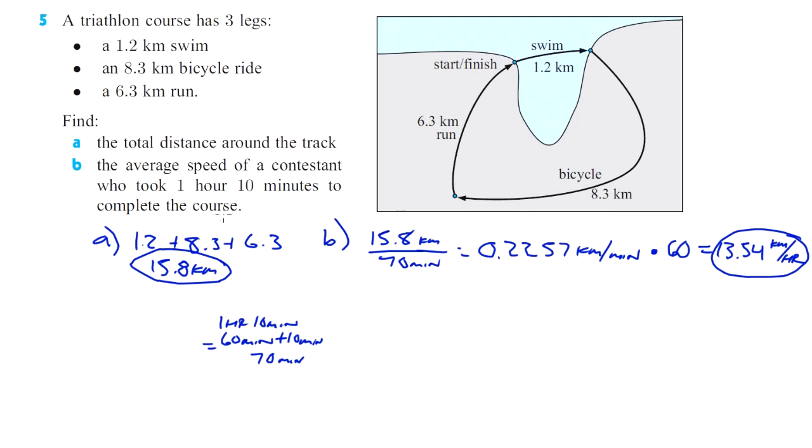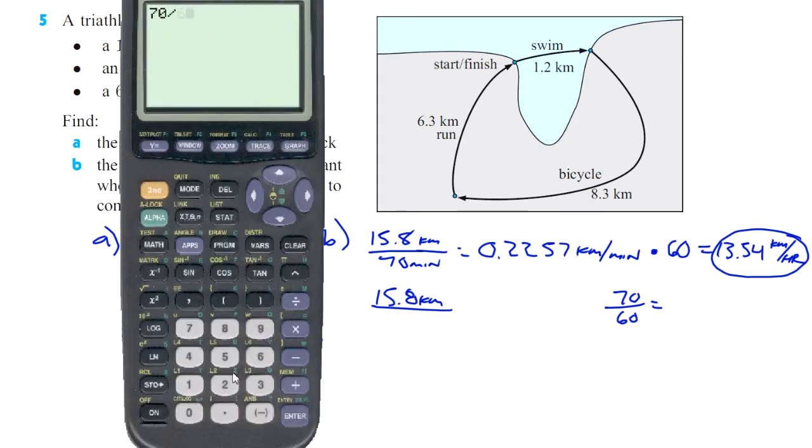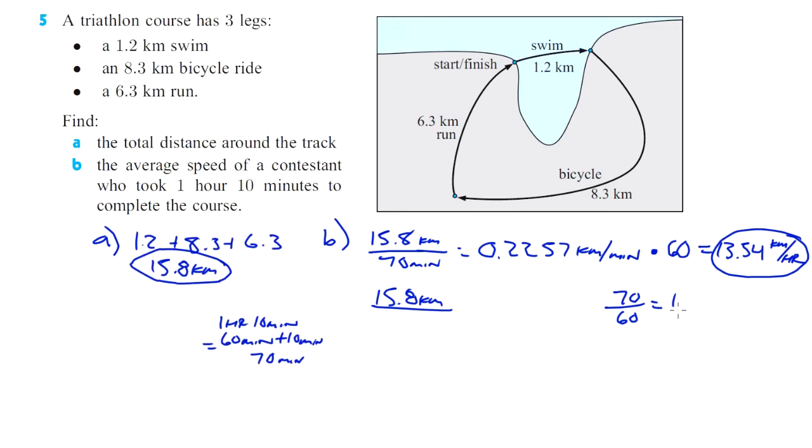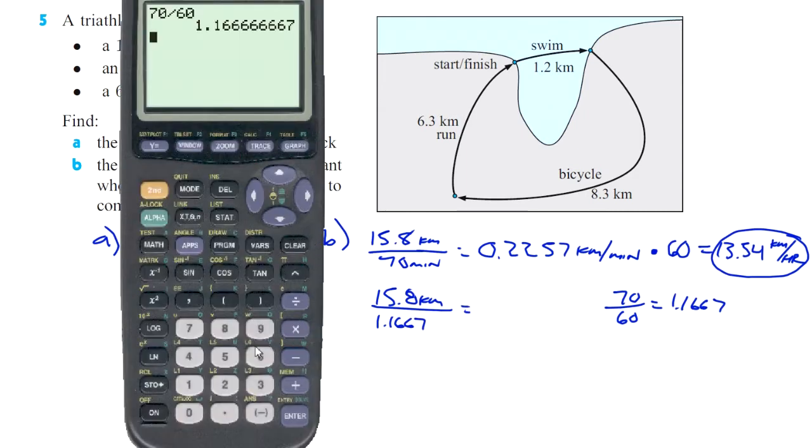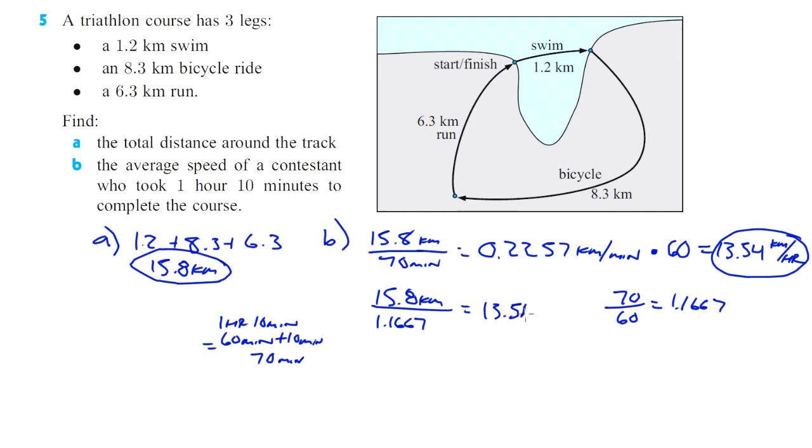Okay, there is another way to do it. You could turn the 10 minutes into hours. So let's show that: 15.8 kilometers divided by 1 hour and 10 minutes. You could even take the 70 minutes divided by 60, and 70 divided by 60 gives us 1.1667. So we divide 15.8 by 1.1667, and that should also give us about 13.54, I'm hoping. There's our 13.54 kilometers an hour that way as well. Okay, so either way, same thing.